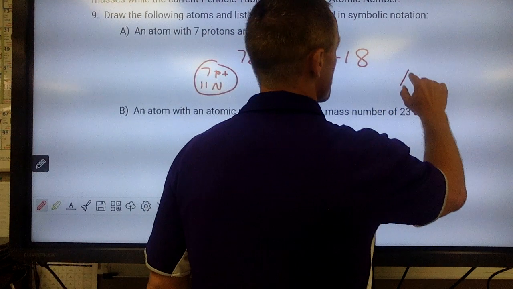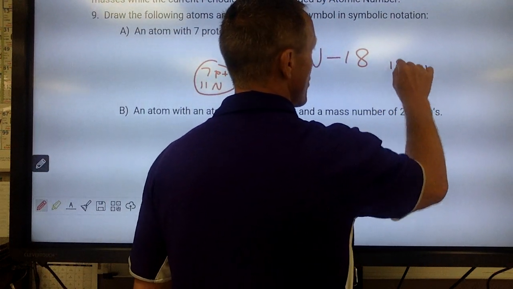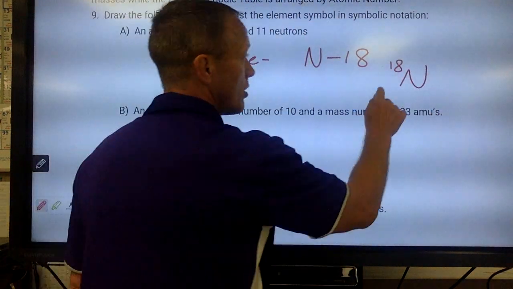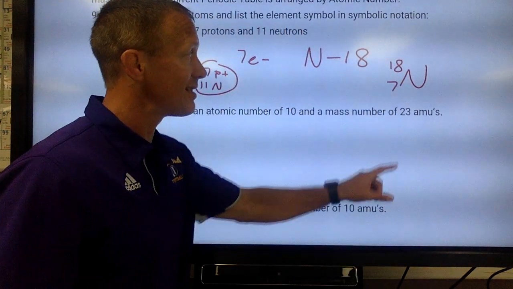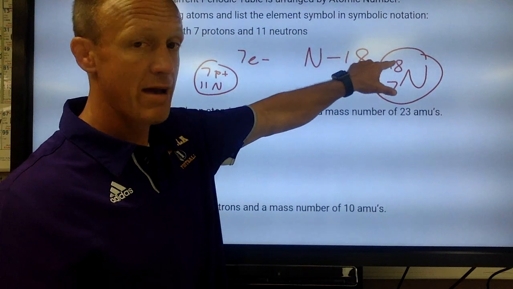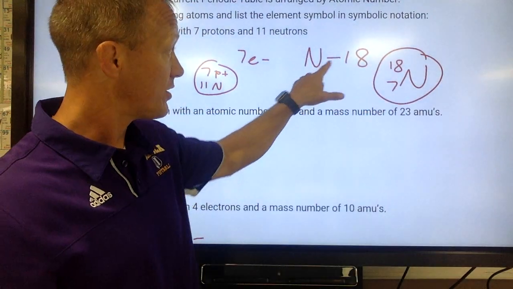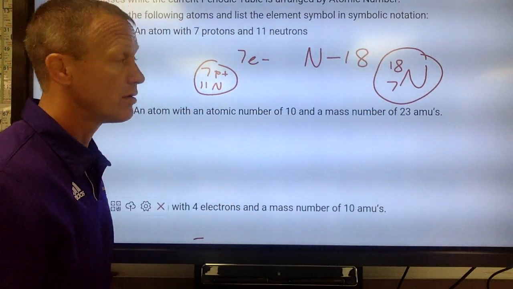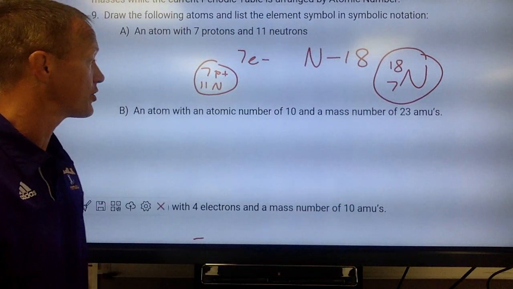You may also see the 18 written right there, which is the mass number, and sometimes the atomic number down there. If you see this, it's called symbolic notation: atomic number, mass number. If you see just that, that's just the mass number. Remember, the atomic number for nitrogen will never change.